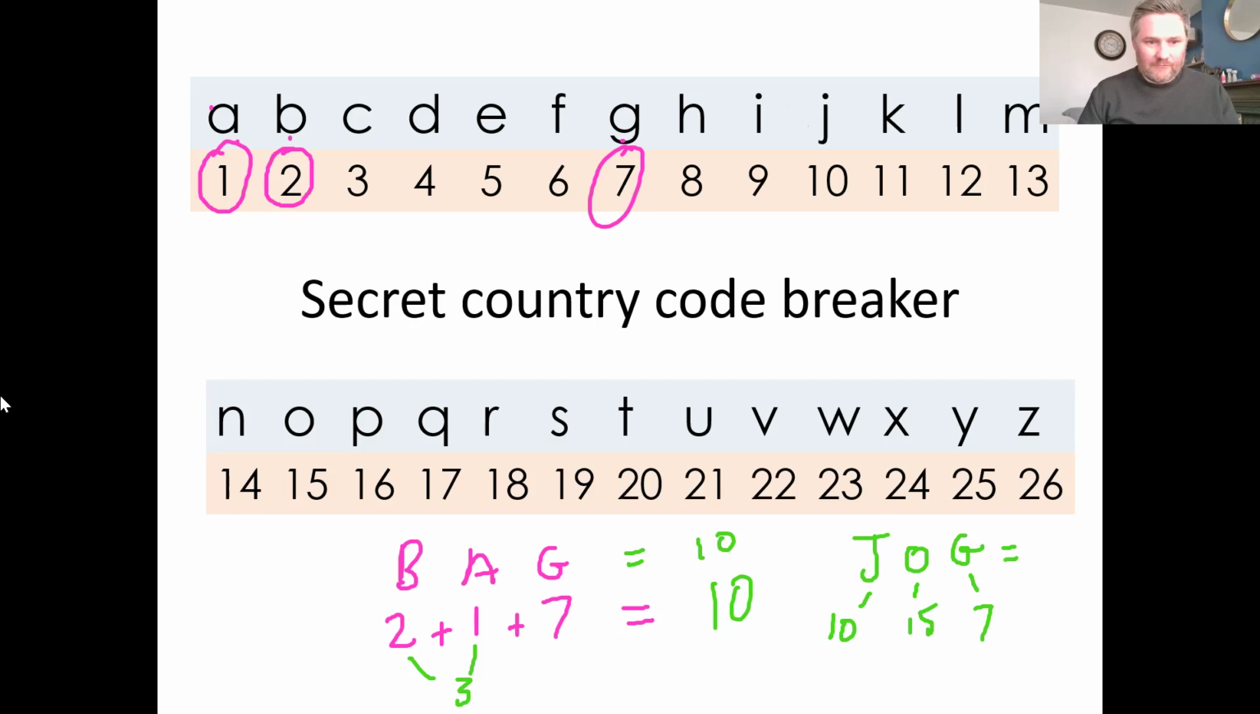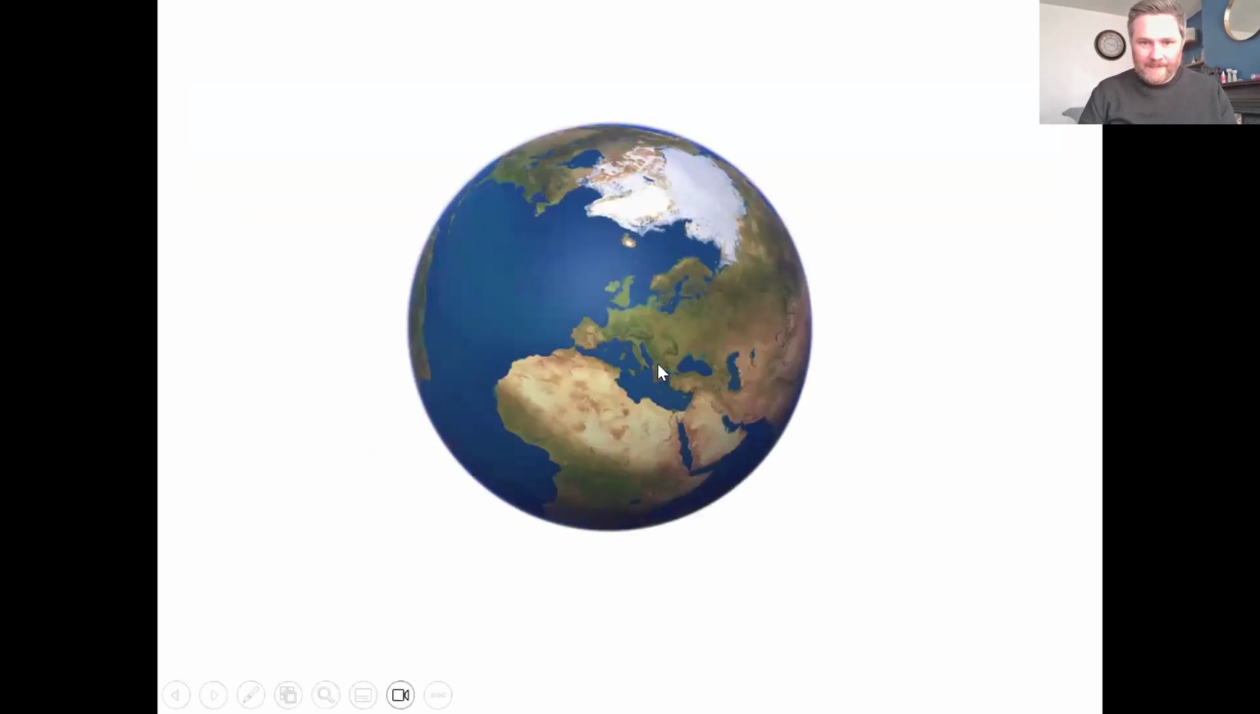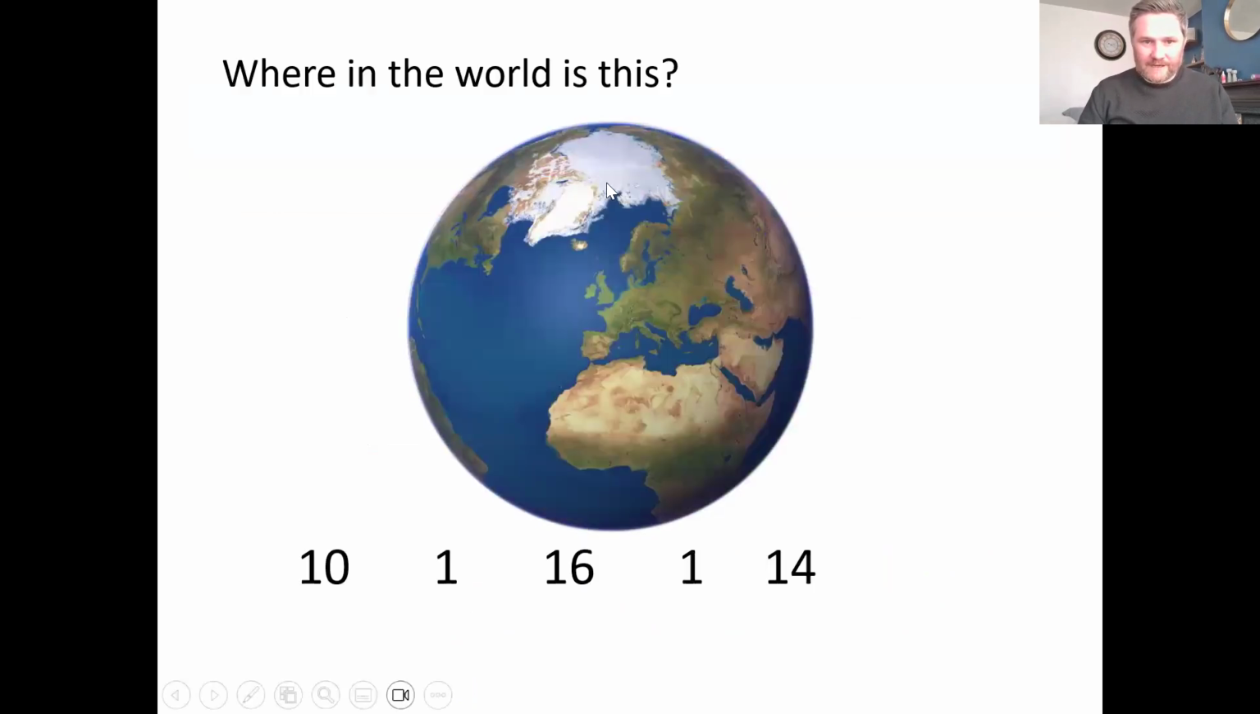Okay, right. So we're going to move on and look at how we can do our secret country solver. We know about our code, A1, B2, and so on. What I would like you to do now is think, right, where in the world would this code be? So we're going to have 10, 1, 16, 1, and 14.